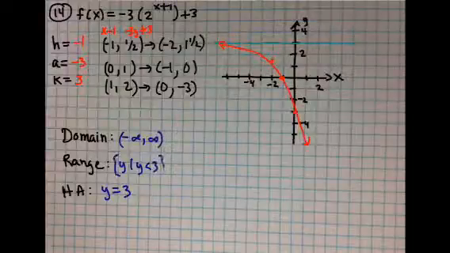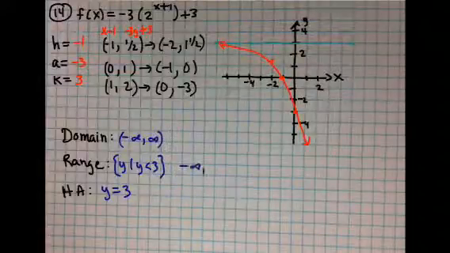Or in interval notation it would be negative infinity to 3. So for number 1, this is on the second page on 13.2. The reference points are negative 1, 1 over b. Notice that because b is 1/2, 1 over b is 2. It's a reciprocal. Now the k value here is 3.